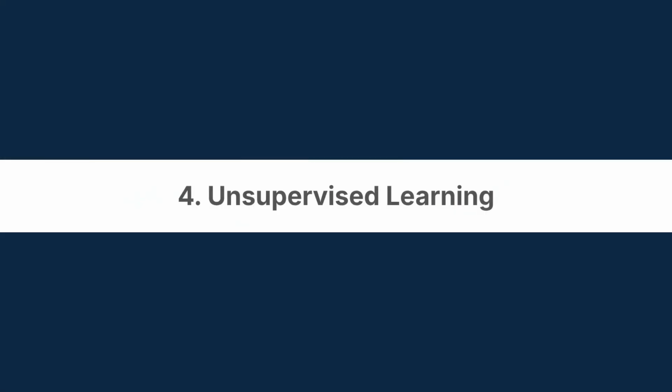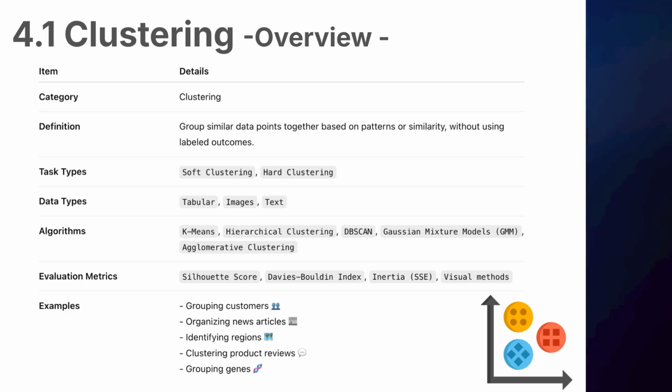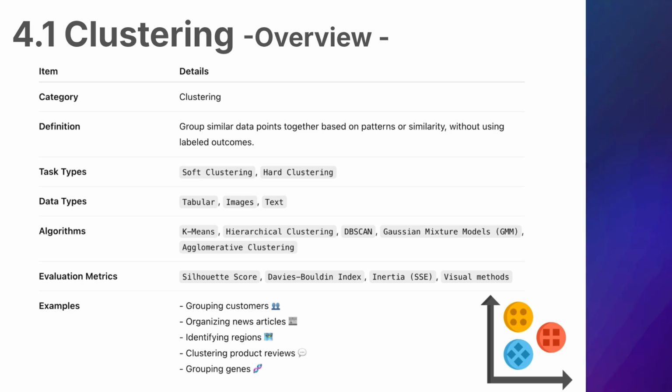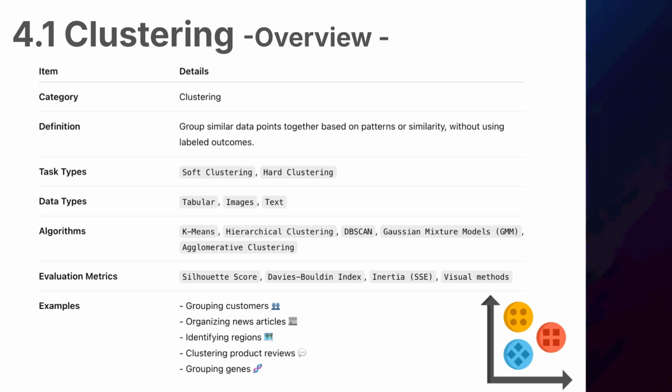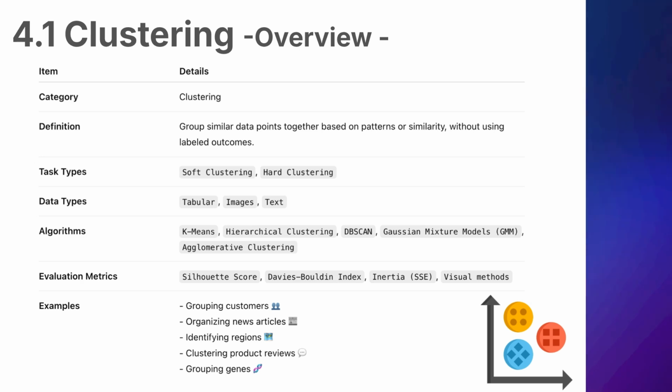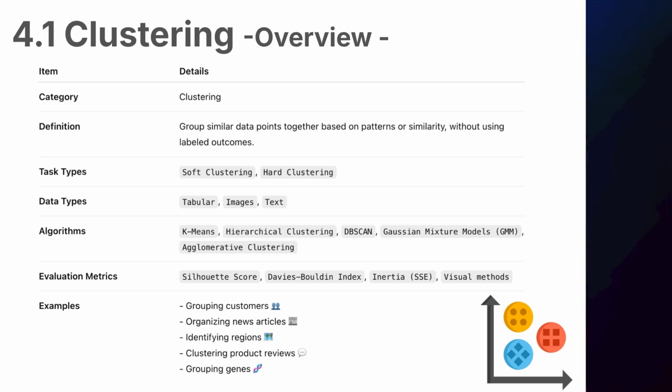4. Unsupervised learning. 1. Clustering. Clustering is a type of unsupervised learning where the goal is to group similar data points together based on underlying patterns or similarities, without using any labeled outcomes. Unlike supervised learning, clustering algorithms do not know the correct answer in advance. Instead, they try to discover the structure hidden within the data.